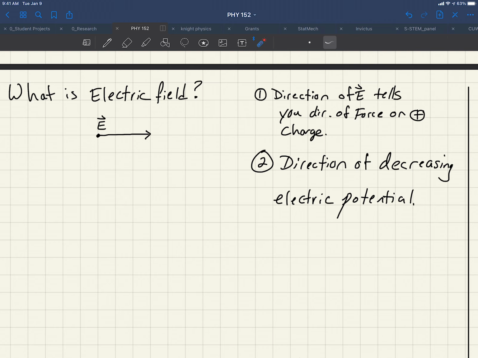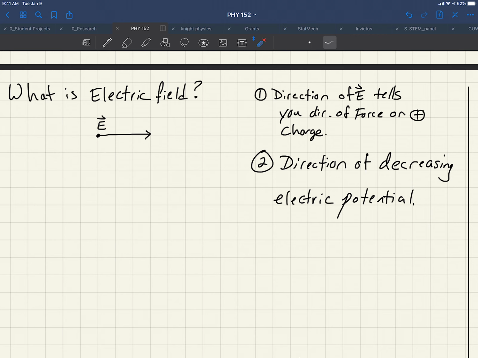What does that mean? Well, the electric field tells us the direction that a positive charge would feel a force. So if this were our electric field here, and I were to put a positive charge here, that positive charge would feel a force in that direction. If I were to put a negative charge right here, that negative charge would feel a force in that direction. That'd be the force on the negative charge that way.